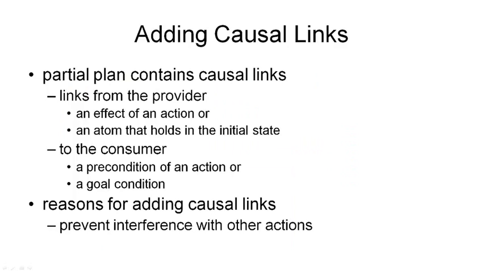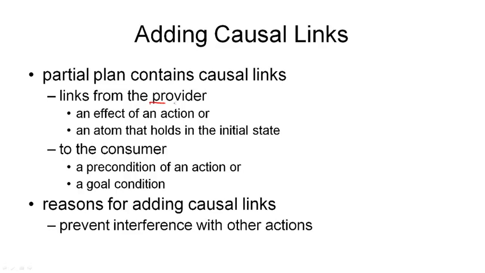The next component of a partial plan we'll be looking at are the causal links. If we only add actions to a plan when we have a good reason for doing so, then perhaps it's a good idea to record that reason, the rationale for adding this action, in a causal link. So adding causal links is our next plan refinement operation.